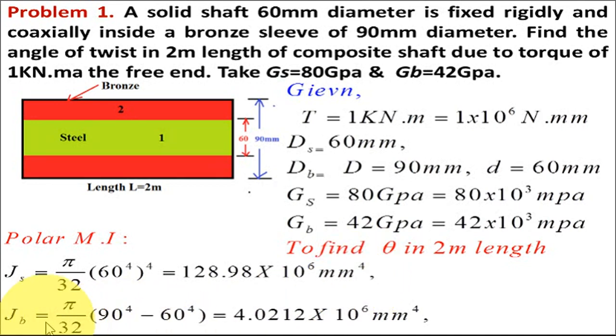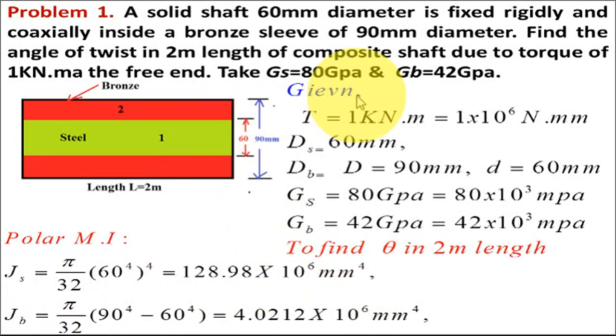Now similar to steel, this is the value for bronze. Pi by 32, 90 raised to 4 means what? The external diameter is 90 and the internal diameter will be 60. So 90 raised to 4 minus 60 raised to 4. The external bronze sleeve is a hollow one, and that's why this will be the polar moment of inertia for bronze.